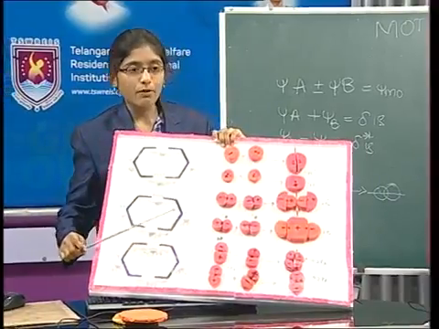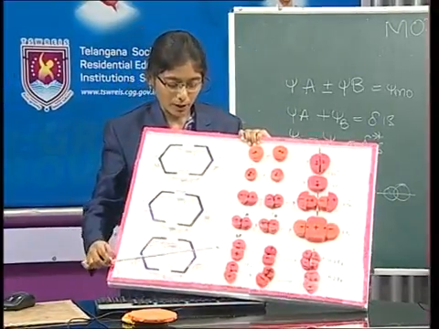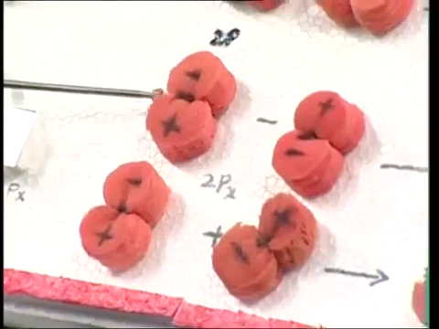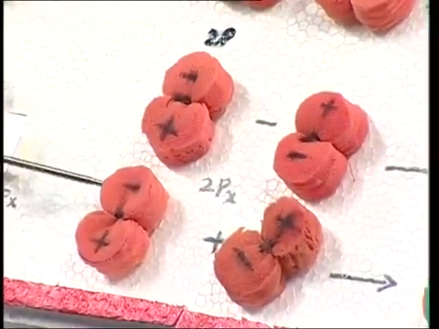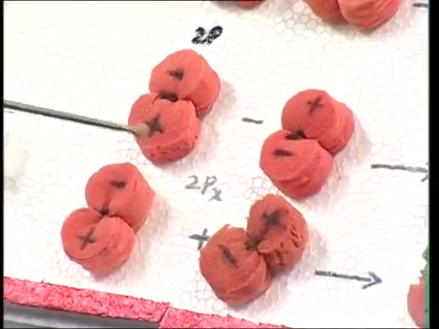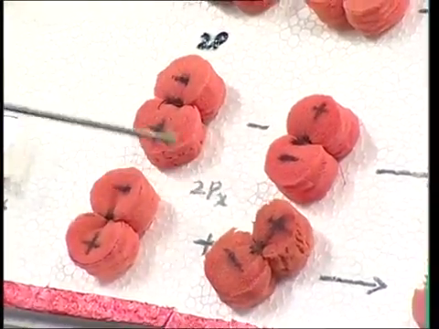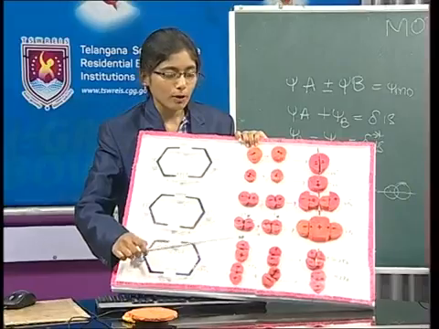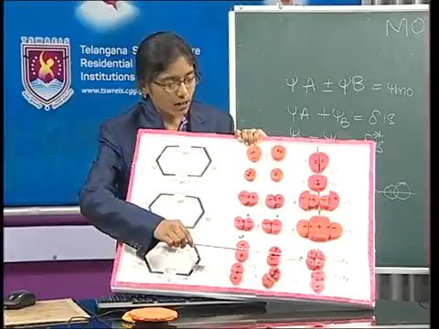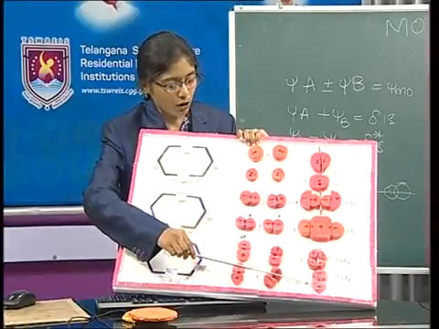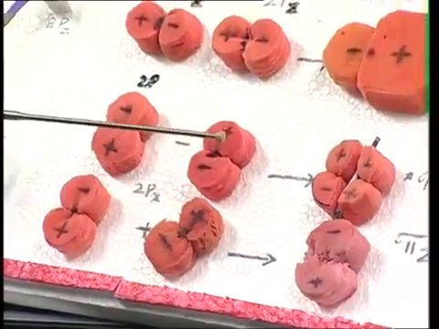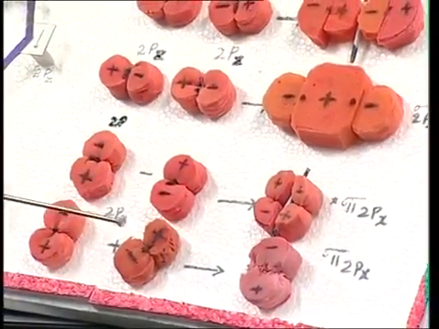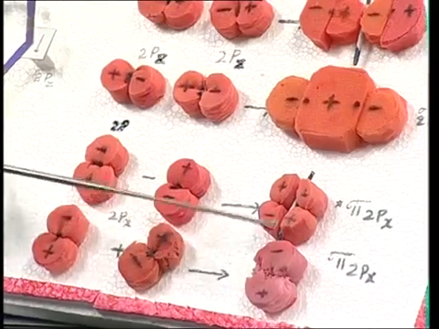Example for pi molecular orbital. Here, the 2px orbital is taken as an example for pi molecular orbital. Here, 2px orbitals undergo side by side overlapping and result in the formation of a pi molecular orbital. Pi molecular orbital is of two types: pi anti-bonding molecular orbital and pi bonding molecular orbital. Pi bonding molecular orbital has one nodal plane and pi anti-bonding molecular orbital has two nodal planes.